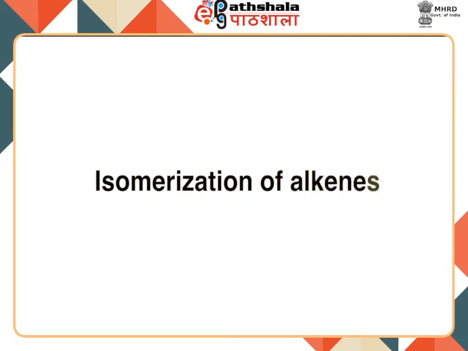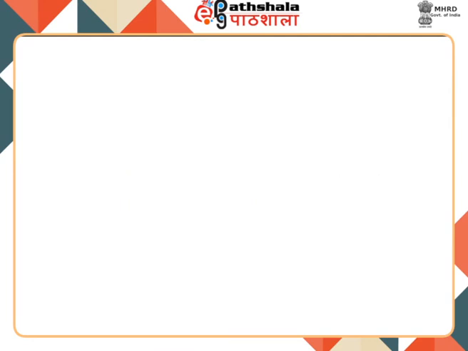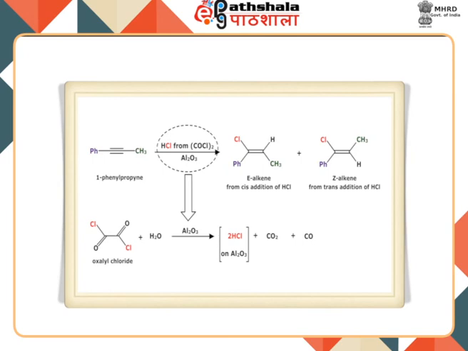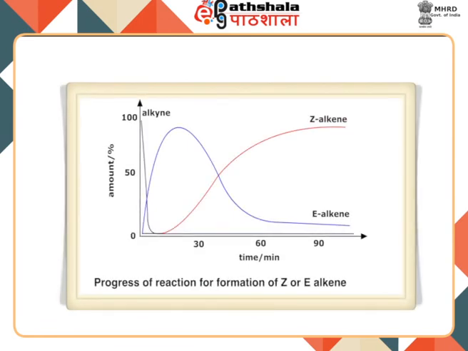Next example is the isomerization of alkenes. When HCl is added to alkynes, it gets converted to an alkene. The E-alkene is formed faster and is known as the kinetic product. The Z-alkene is more stable and is known as the thermodynamic product. The HCl used for the reaction can be generated using oxalyl chloride in alumina. The progress of reaction for formation of Z or E-alkene is shown in this diagram, and we can see the percentage of Z-alkene increases with time.